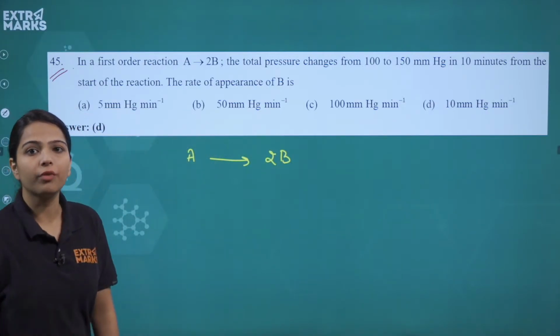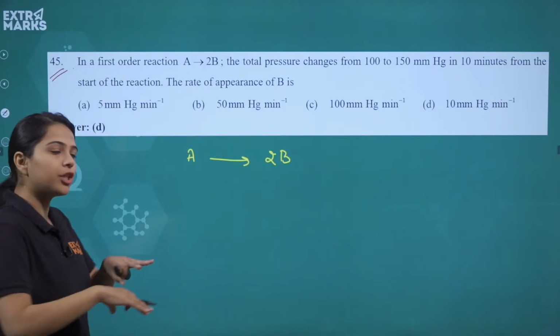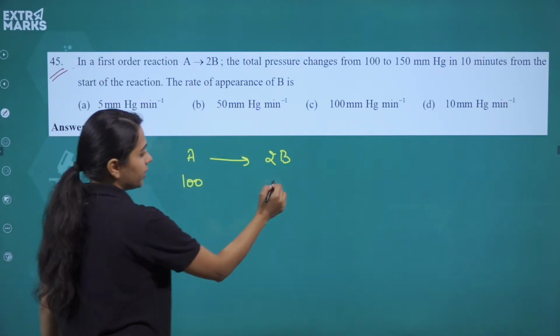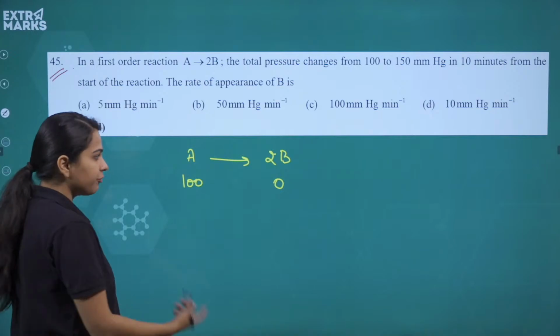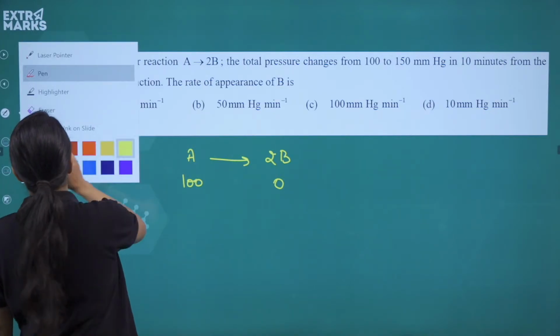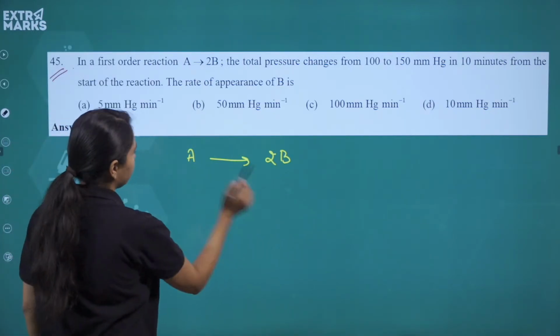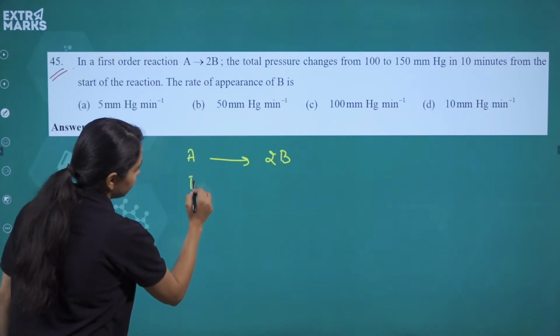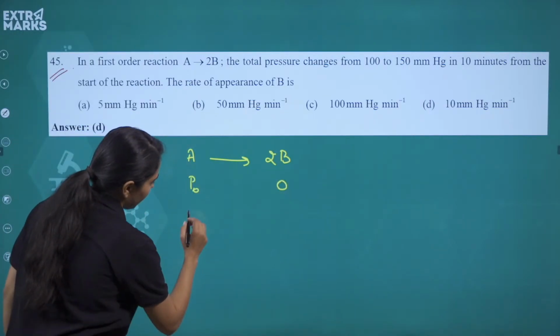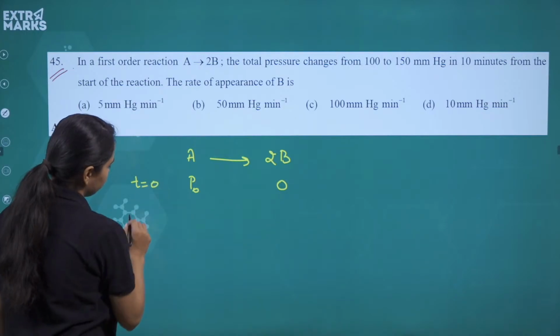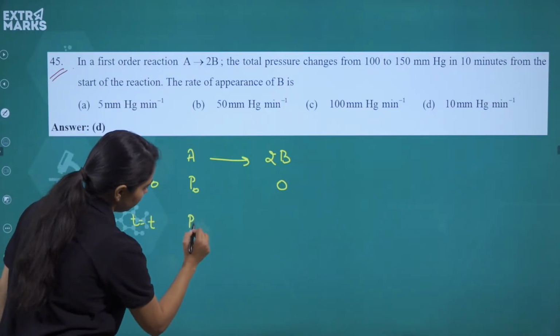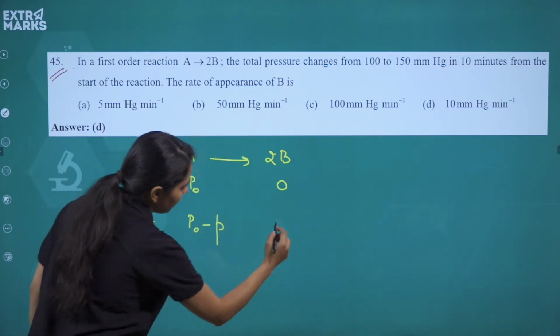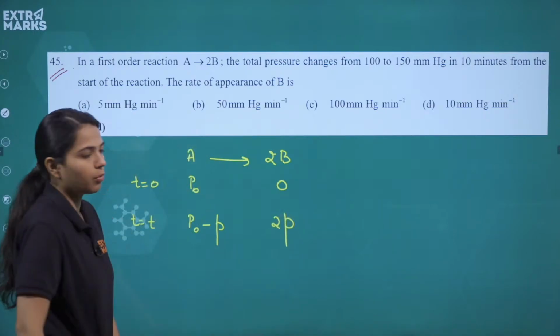from 100 to 150. That means initial pressure was 100 when the reaction has not started. But once the reaction has been started, now let me just take the hypothetical expressions here. Let this be P0 and this is P. Now this is at T equals 0. After time T, this is P0 minus small p. Over here we'll be getting small 2p.